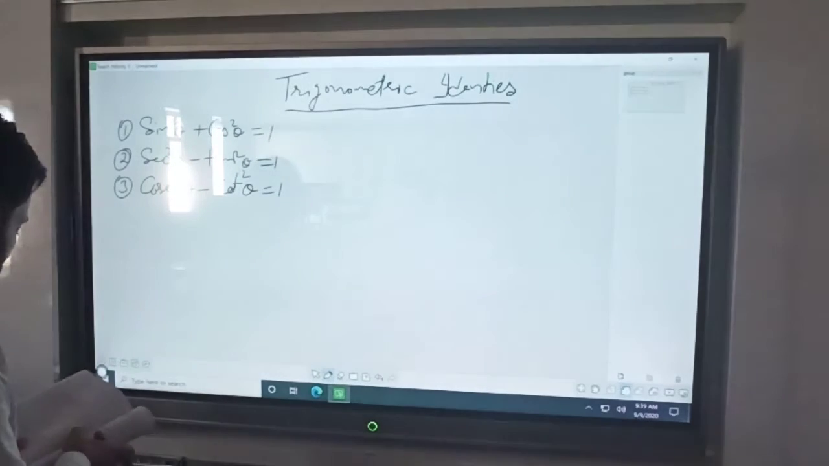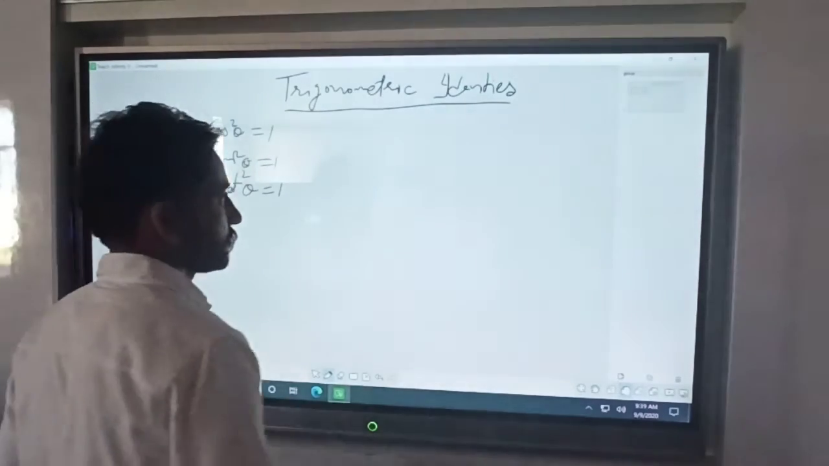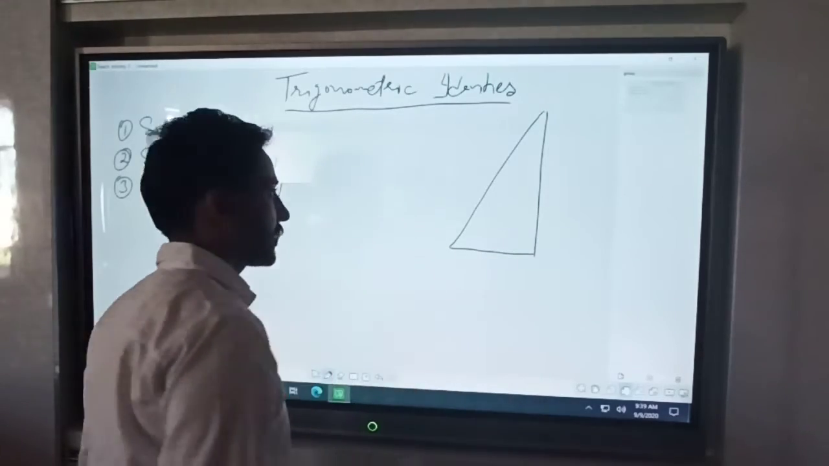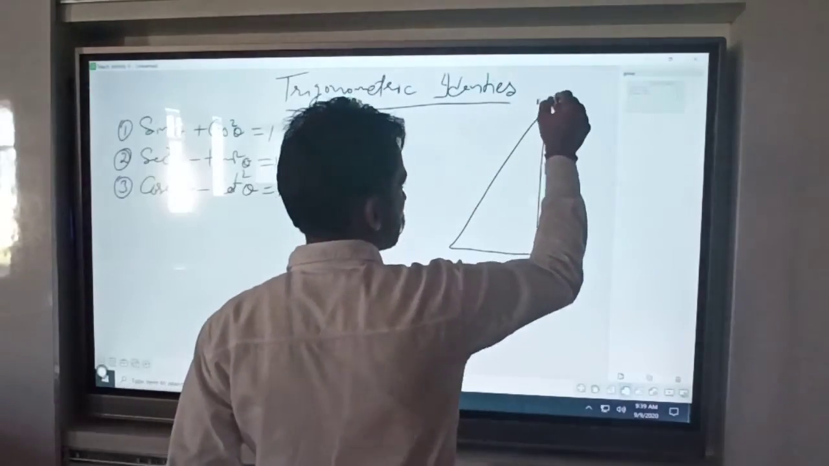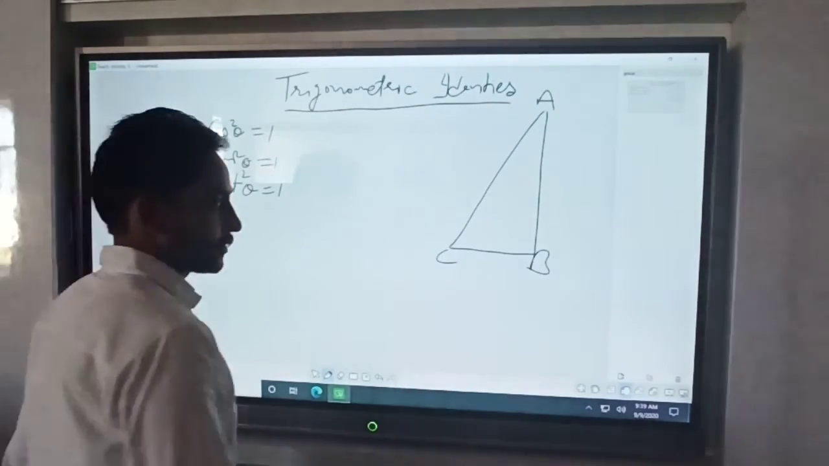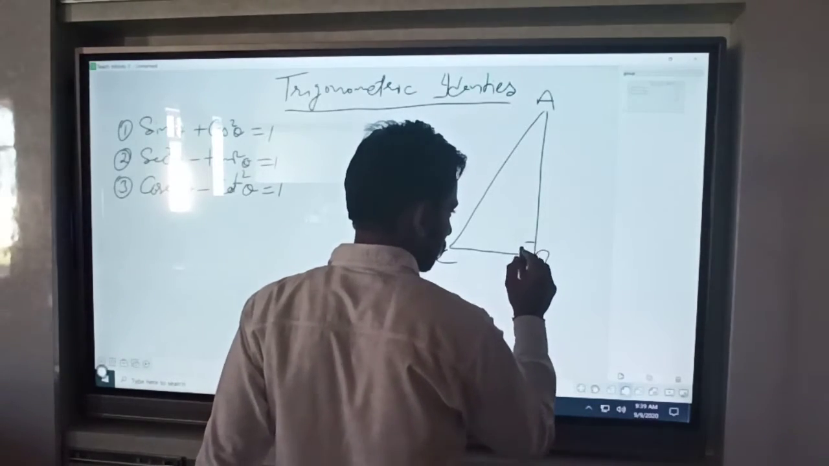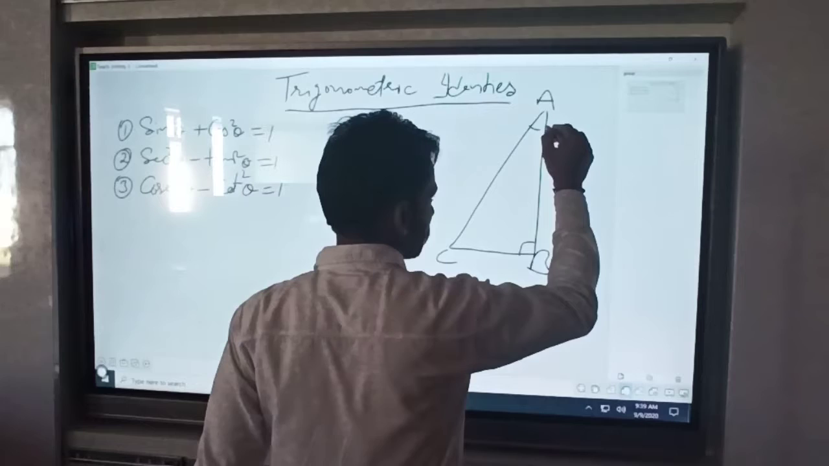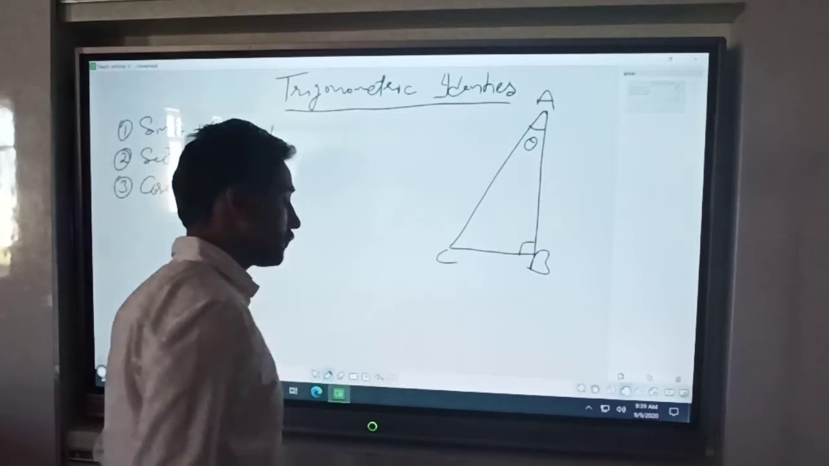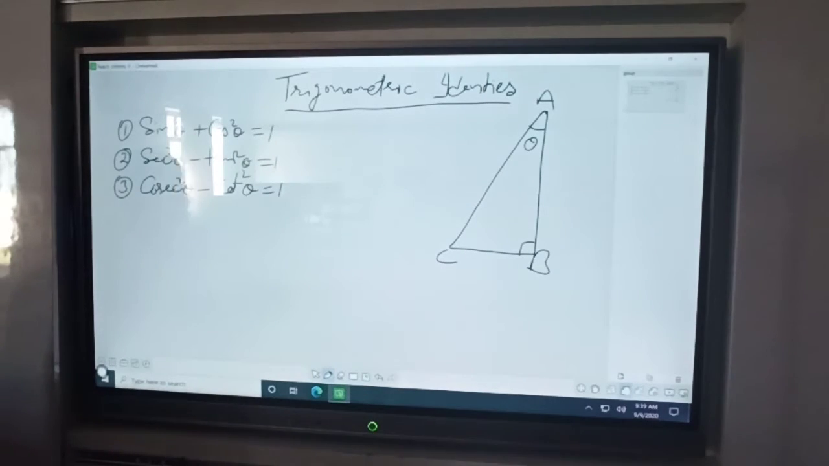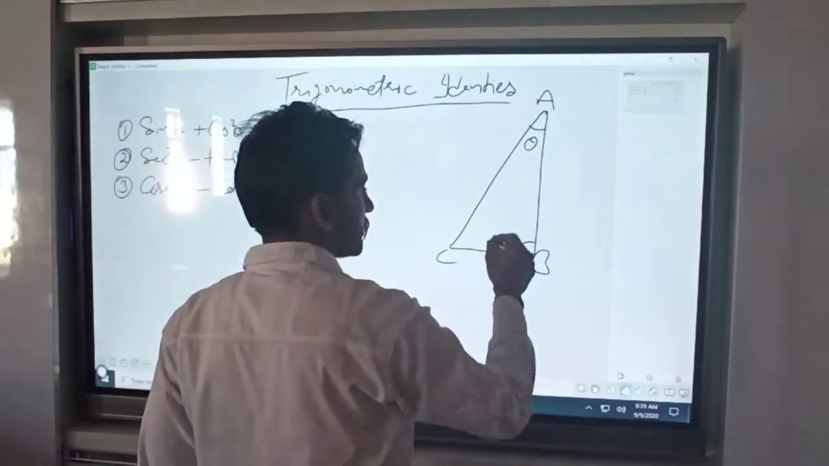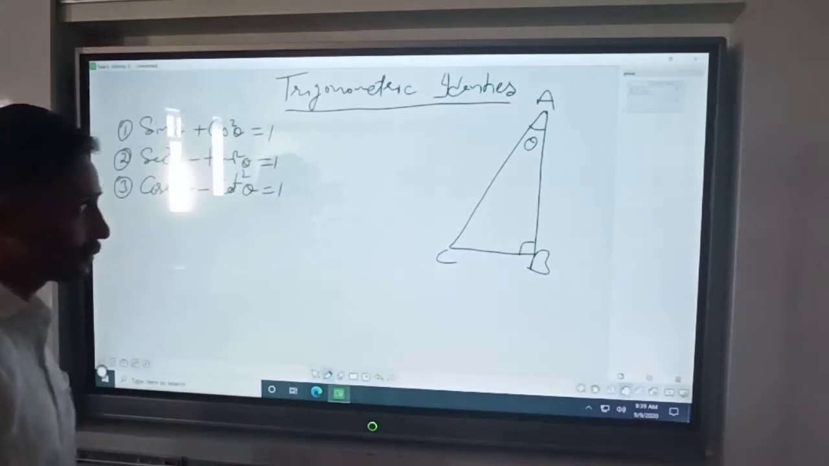Now, all these facts depend upon the right angle triangle. This is our right angle triangle ABC, with the right angle at B. This is our angle theta. As discussed in our previous classes, sin theta is equal to perpendicular upon hypotenuse. When we take theta here, this becomes the perpendicular and this becomes the base.